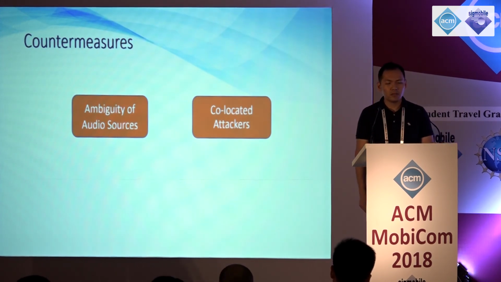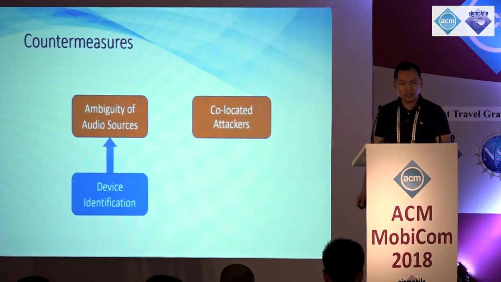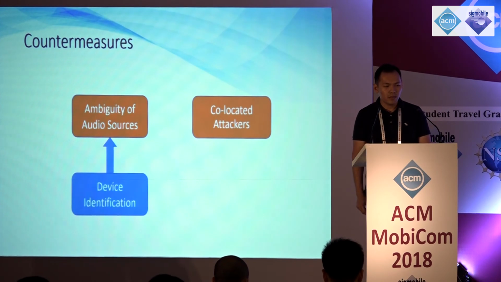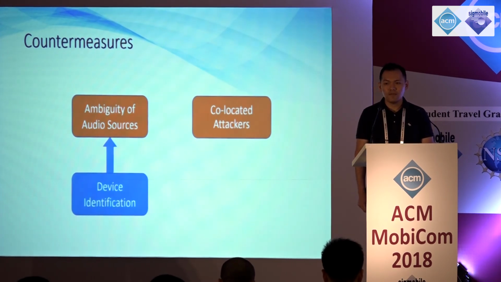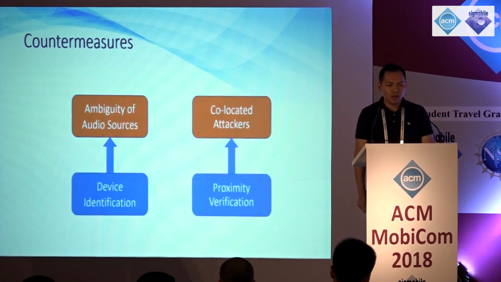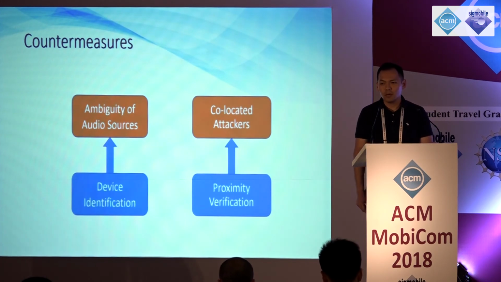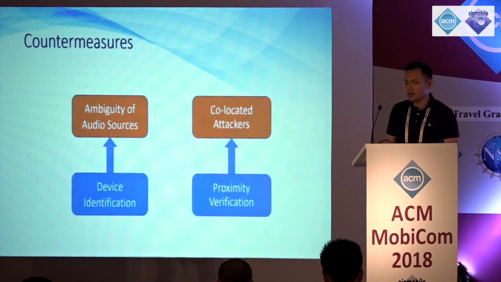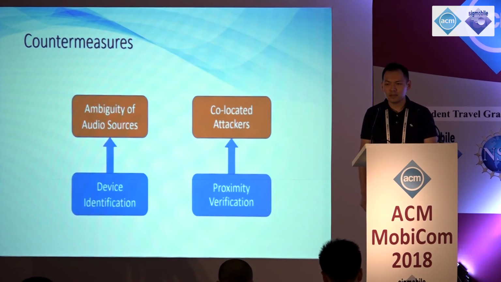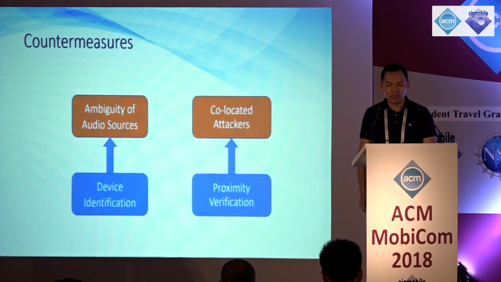Then we try to find possible measures to address the risk. To solve the problem of ambiguity, the system should be able to identify different devices. And for co-located attack, we found that the attacker cannot be too close to the user, otherwise it would be noticeable. Therefore, we can do proximity verification. We measure the distance between the encoded cell phone and the login device. If the distance is larger than the threshold, then the request will be denied.